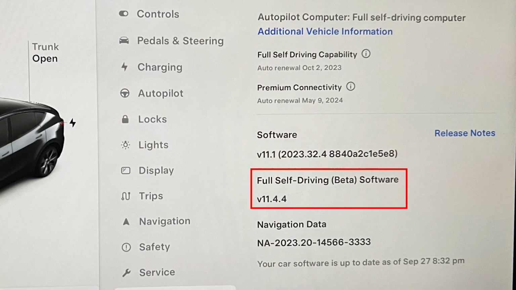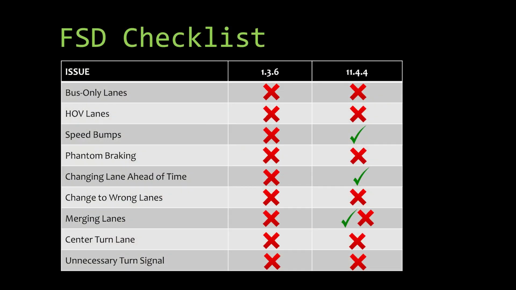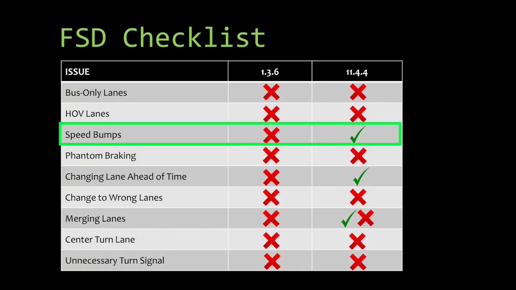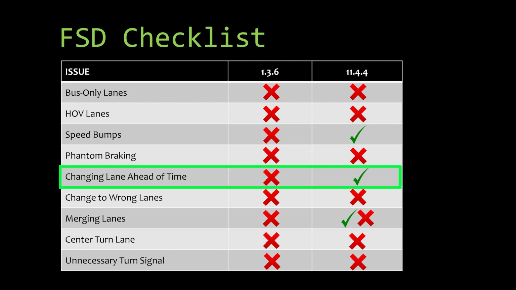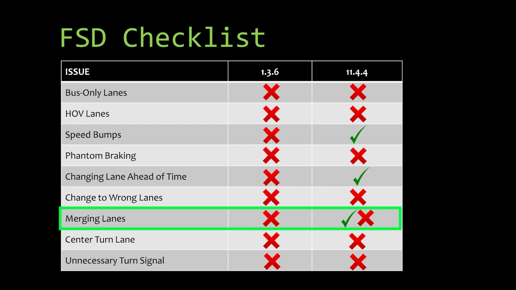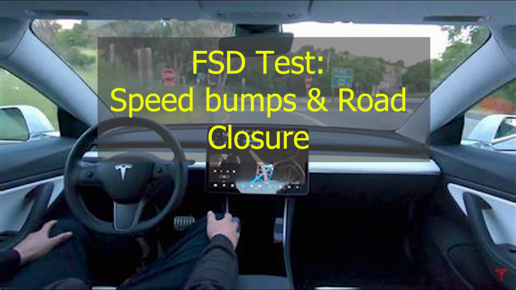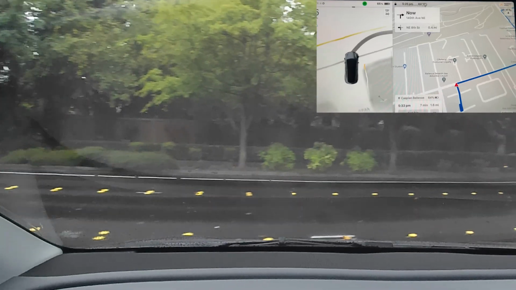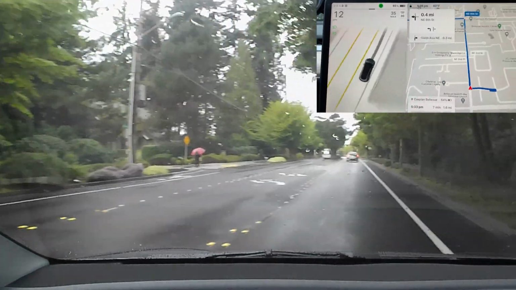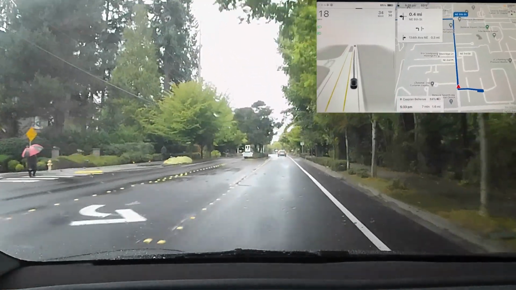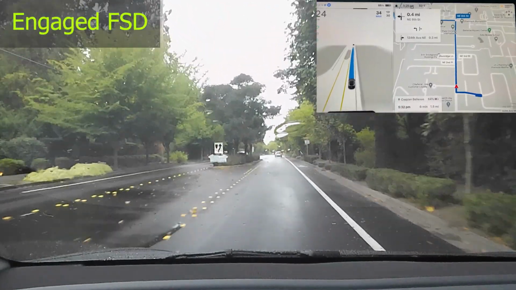After upgrading to FSD Beta 11.4.4, I ran the same test and noticed some improvements. Specifically, FSD now attempts to slow down for speed bumps. The Beta now does a much better job of changing lanes in advance to prepare for turns or exits. Lane merging is handled somewhat better, though it's still not perfect. Here is one of the test drives I did with FSD 11.4.4, which shows a few issues that still exist.